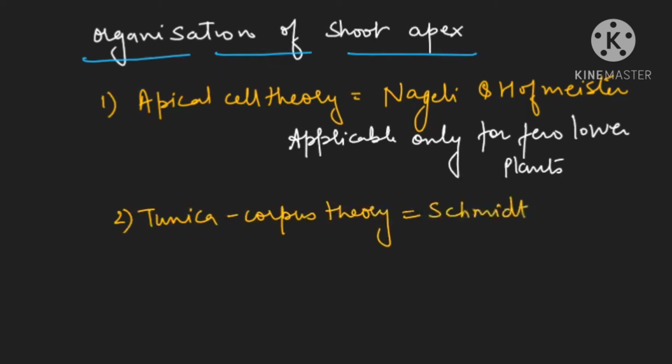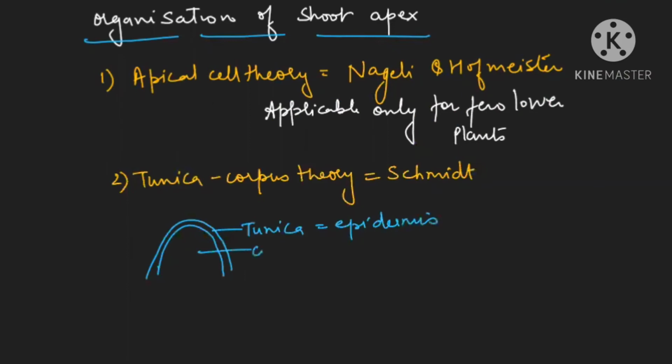According to this theory, the shoot apex has only two layers. Outside is tunica, which is going to give rise to only epidermis. And this is corpus, which is going to give rise to ground tissue as well as vascular tissue. But this theory is also not valid because we don't believe in this theory also.